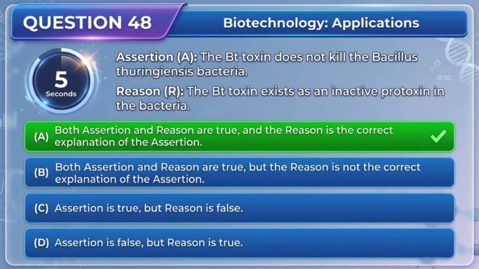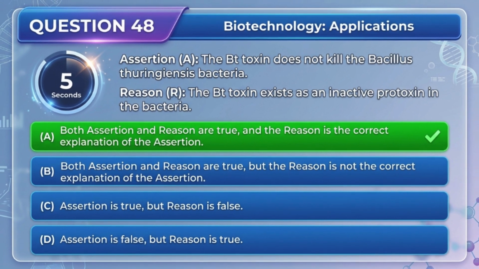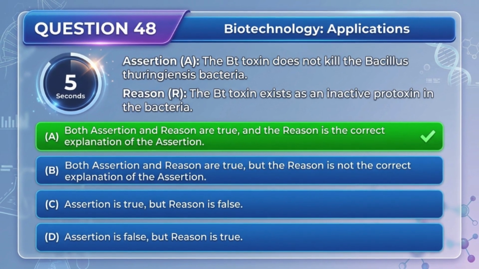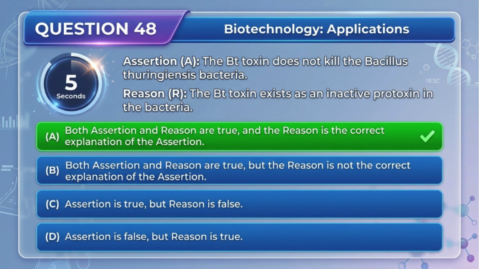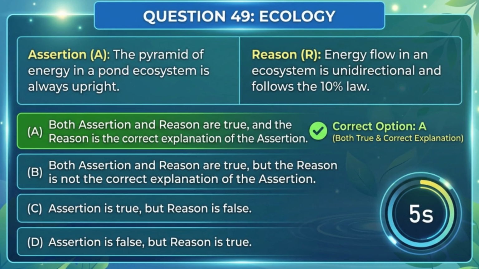Question 48. Biotechnology applications. Assertion A: The Bt toxin does not kill the Bacillus thuringiensis bacteria. Reason R: The Bt toxin exists as an inactive protoxin in the bacteria. 3, 2, 1. The Bt toxin does not harm the bacteria producing it. Why? Because it exists as an inactive, harmless protoxin that requires an alkaline pH to dissolve and become active. Option is A.